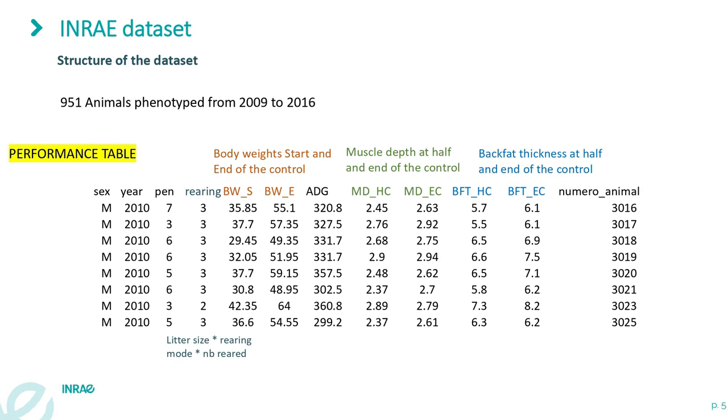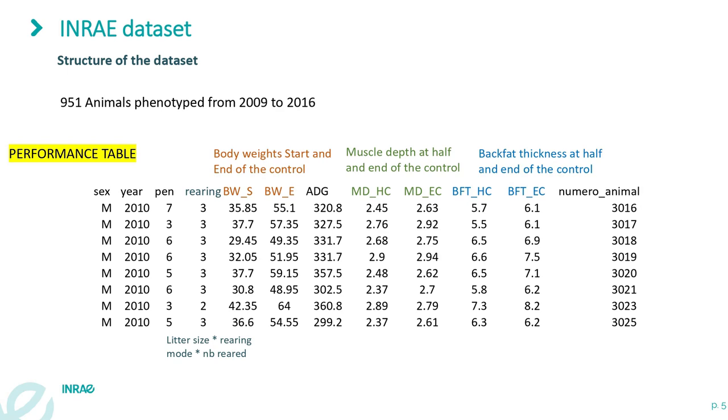Then you have the body weight at start, so at the beginning of the control and at the end of the control. You have the average daily gain over the 8 weeks of control. And then you have muscle depth at the mid control and at the end of the control, and similarly for back fat thickness. And then you have the identification of the animal. So this is for the performances.